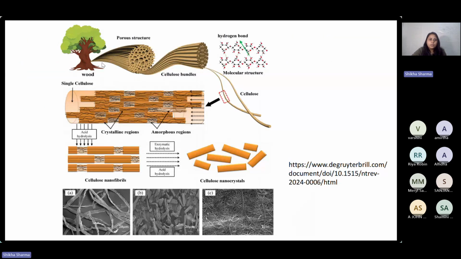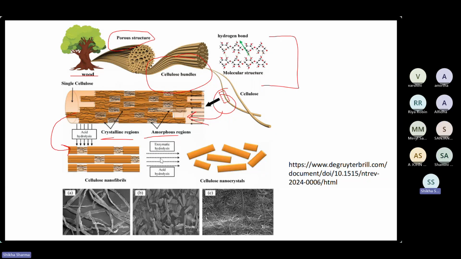So here, this is the wood. In it there is a porous structure, and cellulose bundles are there. They are attached through the molecular structure with hydrogen bonds. These cellulose bundles have crystalline and amorphous regions, and they can undergo acid hydrolysis and enzymatic hydrolysis. Then we can get cellulose nanocrystals. So A is the structure of cellulose nanofibers, B is the structure of cellulose nanocrystals, and C is the structure of bacterial nanocellulose.